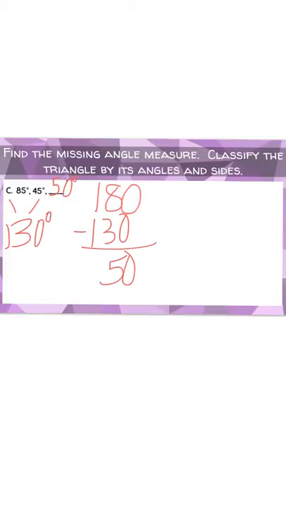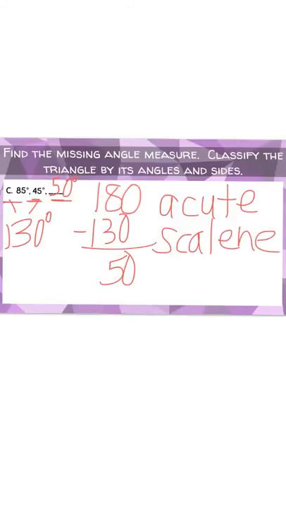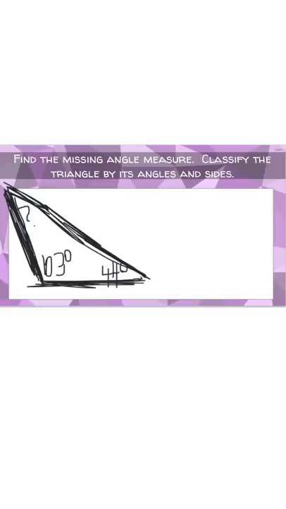85, 45, and 50 degrees are all less than 90 degrees, which makes it an acute triangle. When you look at the sides, you have an 85, a 45, and a 50. None of them are the same, so none of the sides are the same, so that means that this is also a scalene triangle.